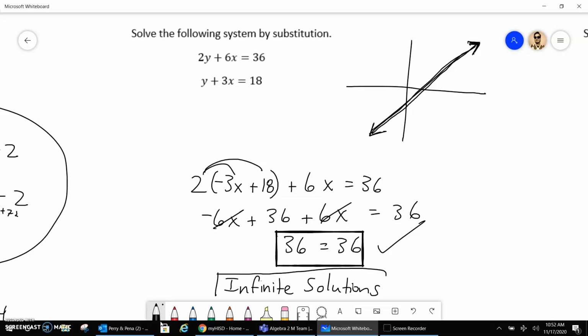Infinite number of solutions. Why? Well, because a solution is the point at which two lines intersect, and if the two lines are in fact the same line, then they intersect along the line itself at infinite points. Okay. All right, let's try another example.